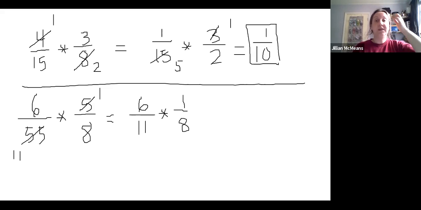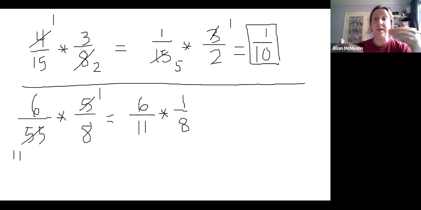Okay, so let's look at the 6 in the numerator. Factors of 6 are 1, 6, 2, and 3. So I want to know if any of those factors, with the exception of 1, so 6, 2, and 3, go into 11 or 8? Well, 11 is not divisible by 6, 11 is not divisible by 2, 11 is not divisible by 3.